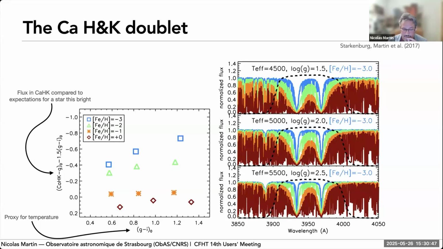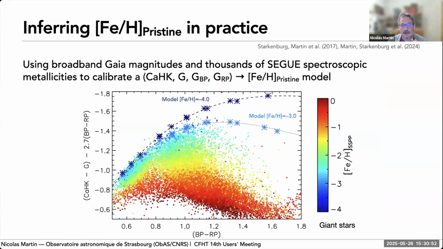So this is all theory. It's actually from the proposal that we put in in 2014. This is what happens in real life. The lines I was showing you before are these dotted and dashed lines. This is for models for metallicity -3, -4. The only change here from the plot before is that we switched to the Gaia bands now. And what you see, all these dots are real observations of stars observed by SDSS and SEGUE, for which we have a spectroscopic metallicity. And you see that it works beautifully, with the metal-rich stars being at the bottom of the plot and the metal-poor stars being at the top.